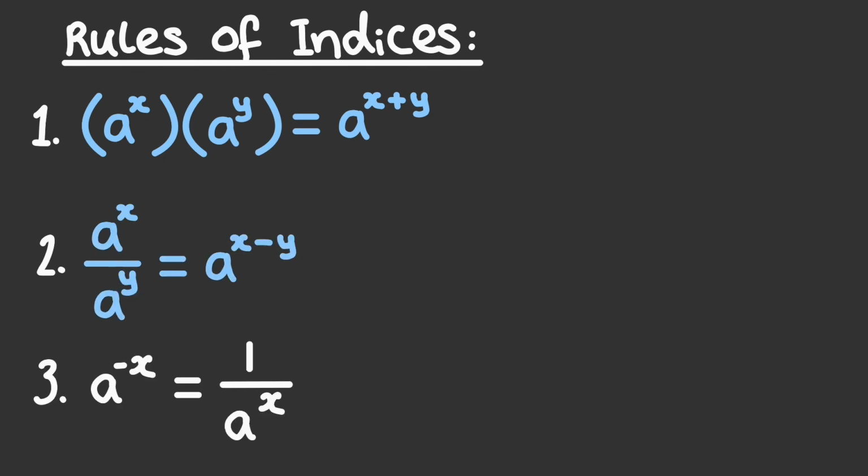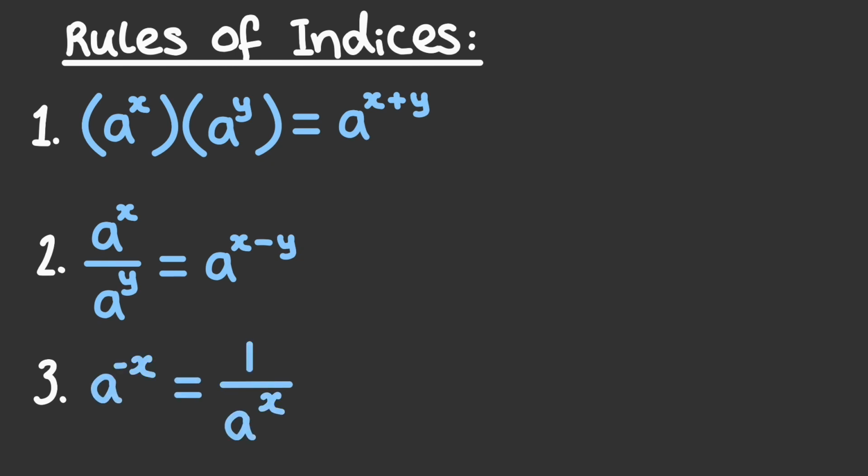The third rule states that the expression a to the power of minus x is equal to 1 divided by a to the power of x. So when we encounter an expression with a negative power, we can equivalently write it as 1 divided by the same expression, just with a positive power.